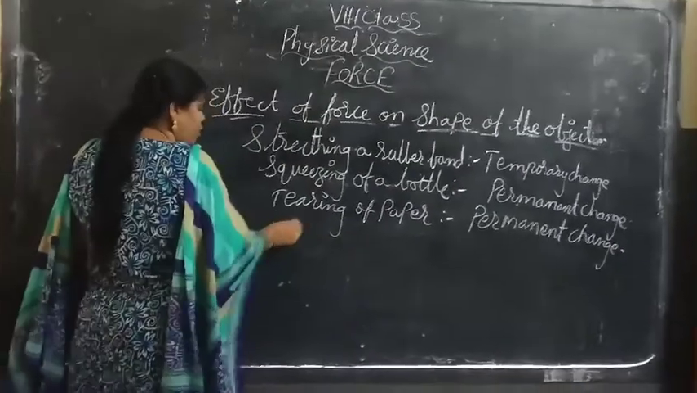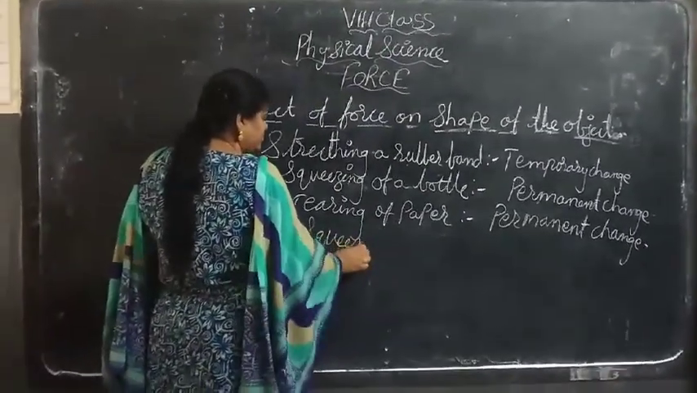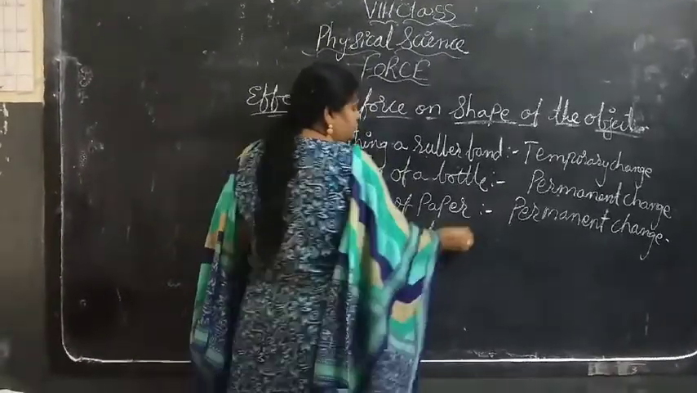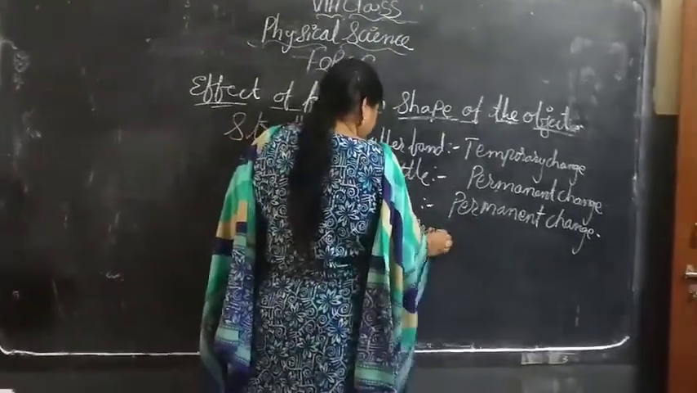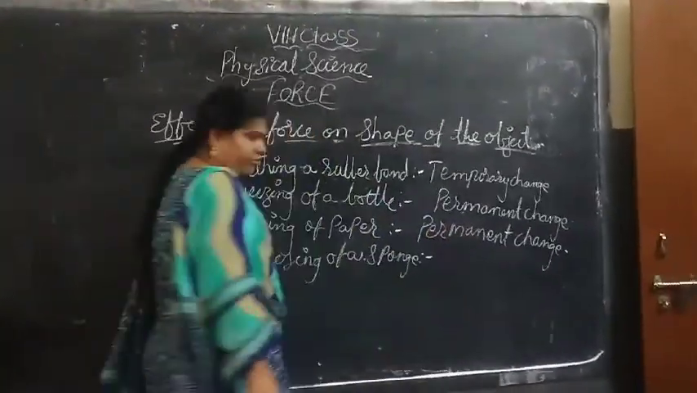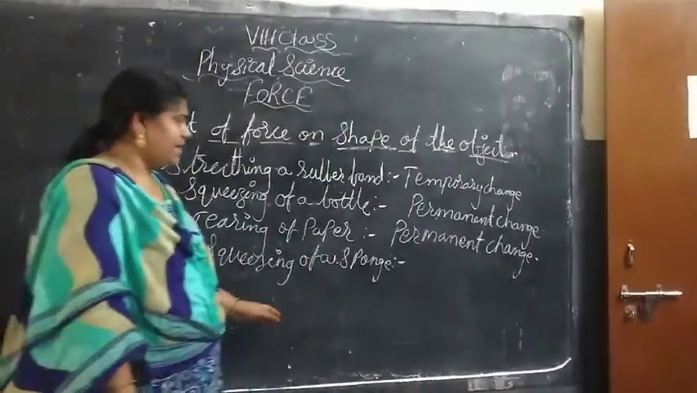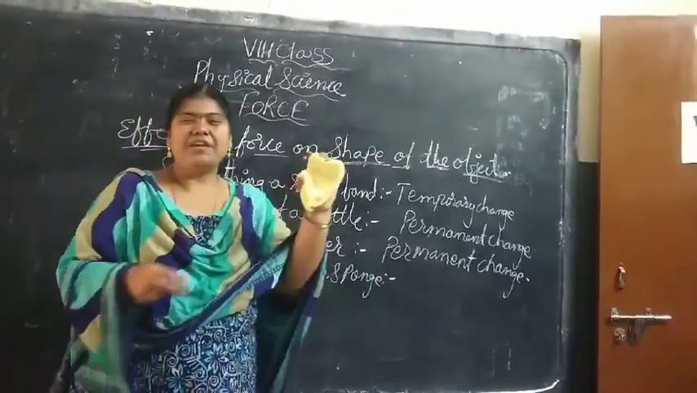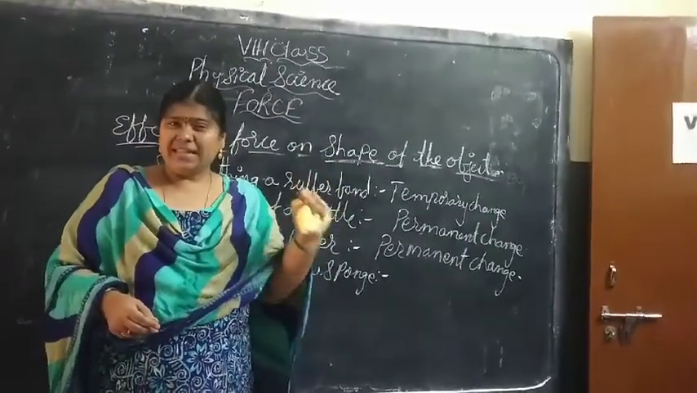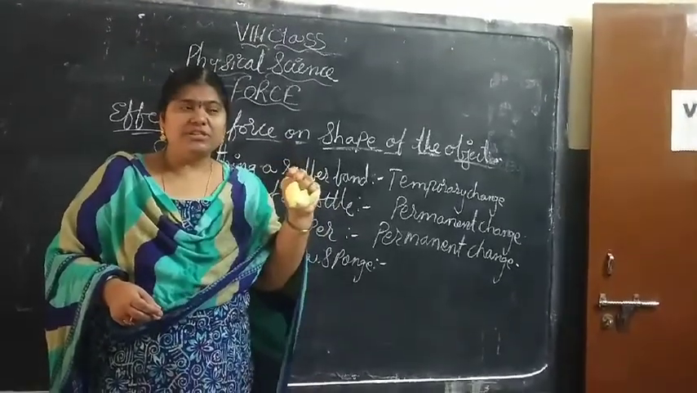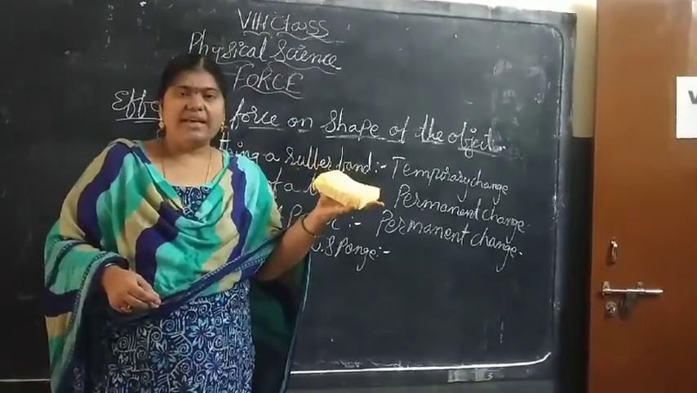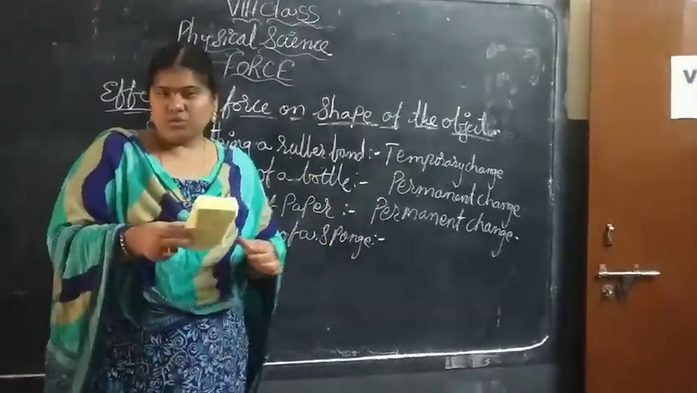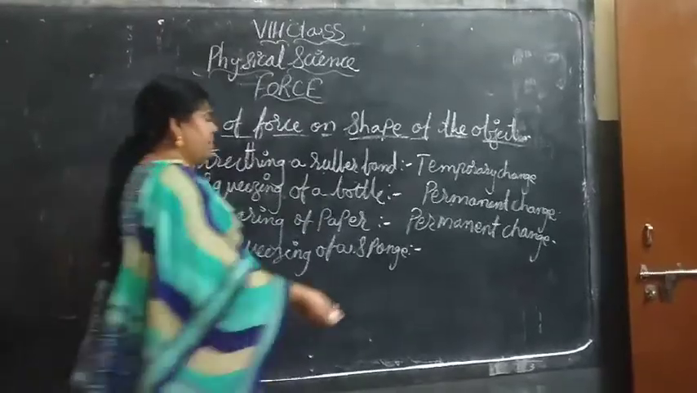Next one, squeezing a sponge. Here in this case also you can see that when the sponge was in my hand and I apply force on it, the shape of the sponge was totally changed, and when I leave it, it comes back to its normal position. So this is also a temporary change.